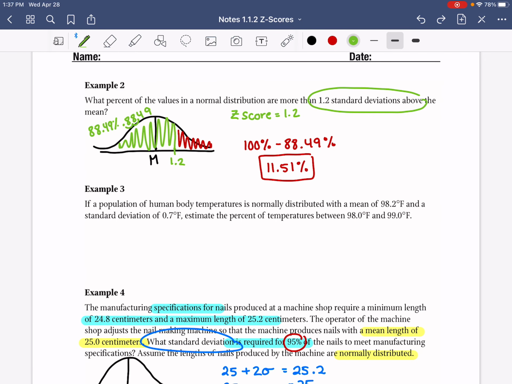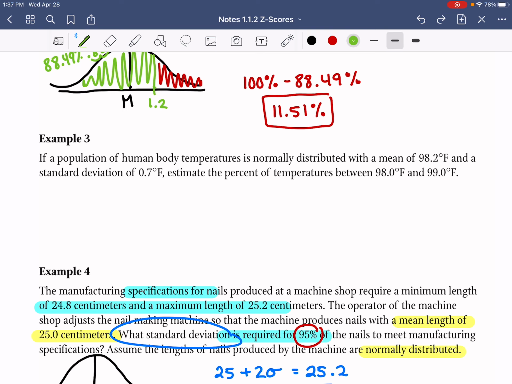It says example 3. If a population of human body temperatures is normally distributed, so we need it's normally distributed, has a mean of 98.2 degrees Fahrenheit and a standard deviation of 0.7 degrees Fahrenheit, estimate the percent of temperatures between 98 and 99 degrees.